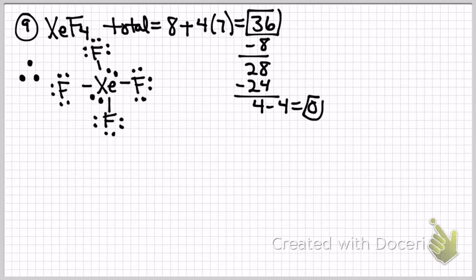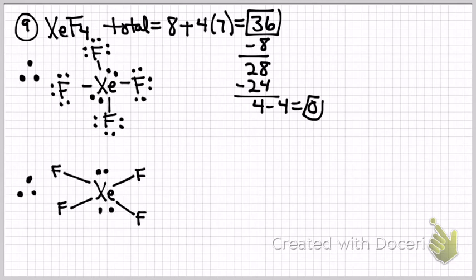In the fundamental shapes, those bonds would be pointing towards the vertices of an octahedron. But 2 of my positions, 2 of those pairs, are lone pairs. So I'm going to take away 2 of the positions. I'm going to give those lone pairs as much room as I can. I'll put them opposite each other. So it looks like this.